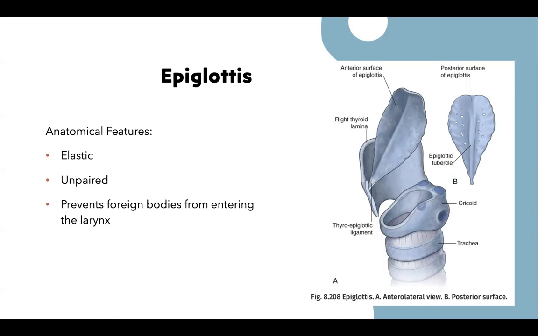The attachment is via the thyroepiglottic ligament in the midline, approximately midway between the laryngeal prominence and the inferior thyroid notch. The upper margin of the epiglottis is behind the pharyngeal part of the tongue, here. And the inferior half of the posterior surface of the epiglottis is raised slightly here to form the epiglottic tubercle.